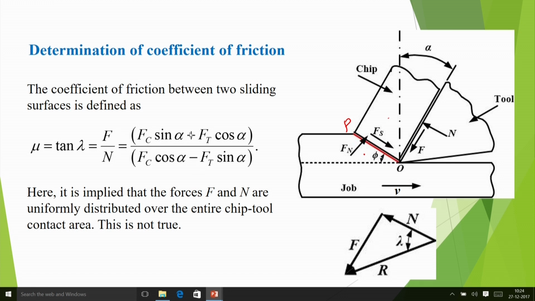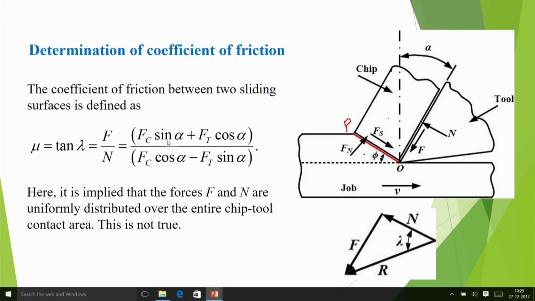So F by N, and we have already told you by Merchant's analysis, F can be expressed as Fc sin alpha plus Ft cos alpha, where Fc is the horizontal cutting force. That means in this figure it is horizontal, the force in the direction of the cutting velocity, and Ft is in the perpendicular direction. In this figure it is vertical. So F is Fc sin alpha plus Ft cos alpha, and N will be Fc cos alpha minus Ft sin alpha.